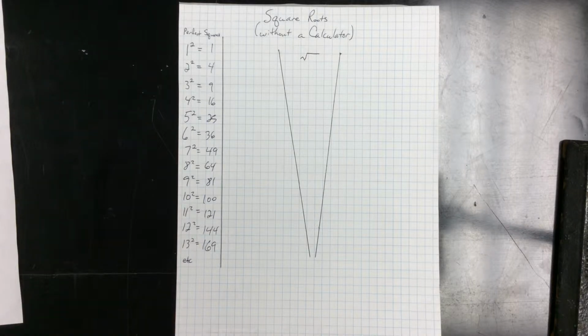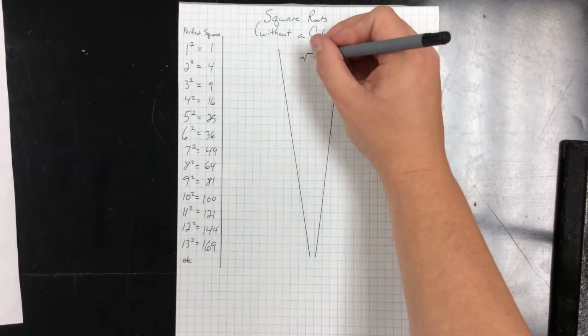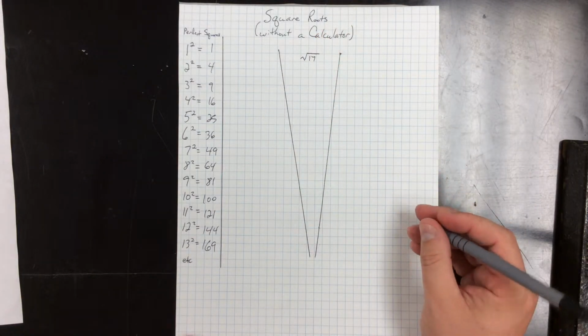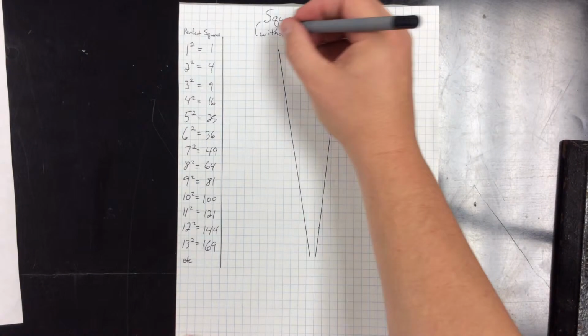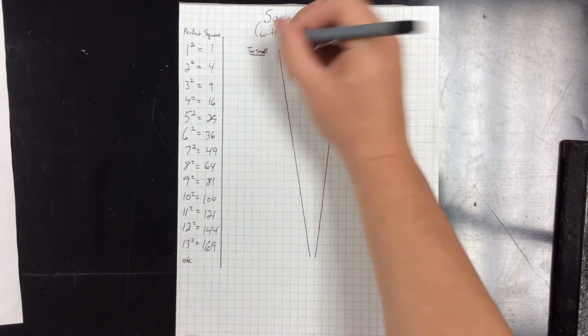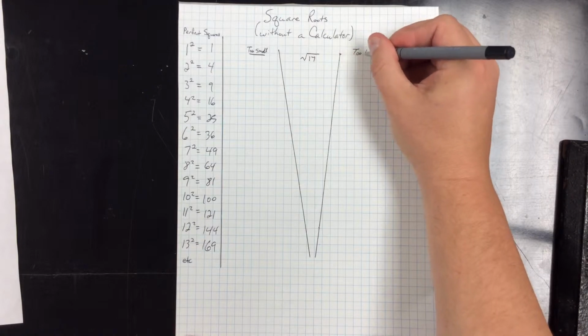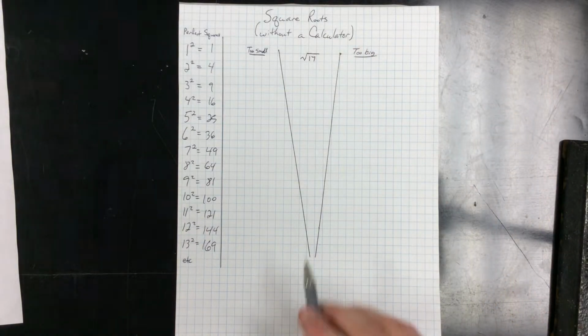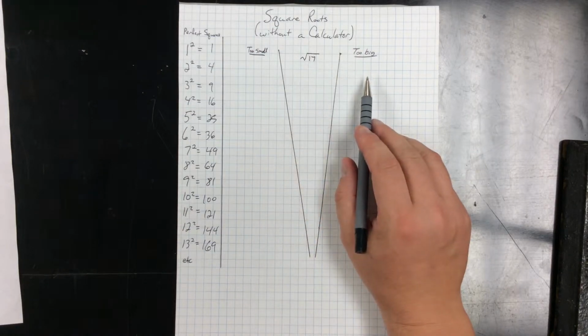Let's choose a number to find the square root of without a calculator, and let's start with 17. I like to use this method just to help me organize my thoughts. I'm going to come up with numbers that are too small and put them on this side. Numbers that are too big, I'm going to put on this side. And I'm going to actually look for a number that's just too small, and a number that's just too big.